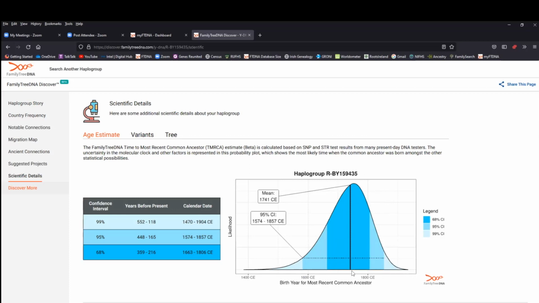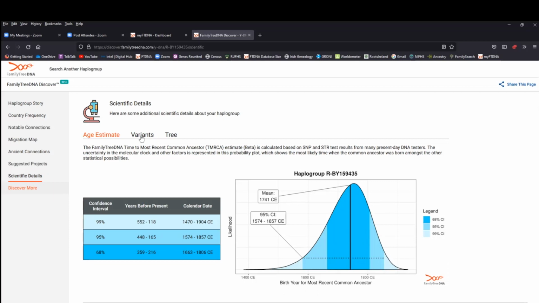And don't forget, that is the date of the common ancestor that everybody in that group would share. So everybody who has that haplogroup are all the descendants of one particular individual in which that mutation occurred. That's how they can work this out, because it all goes back to one individual person.